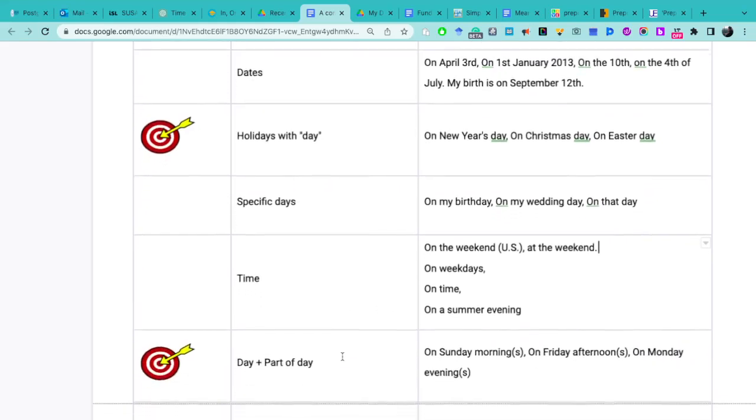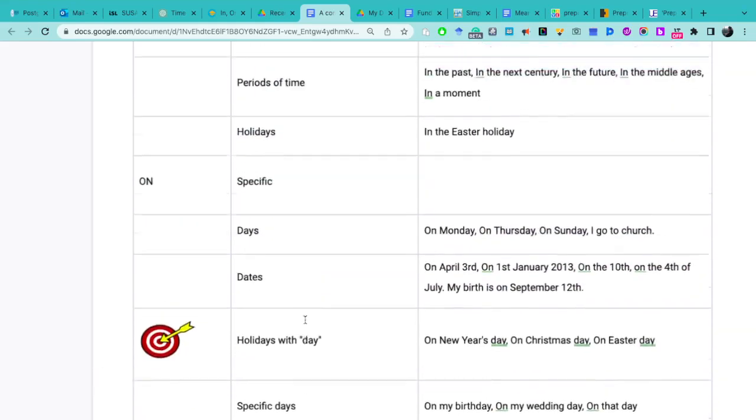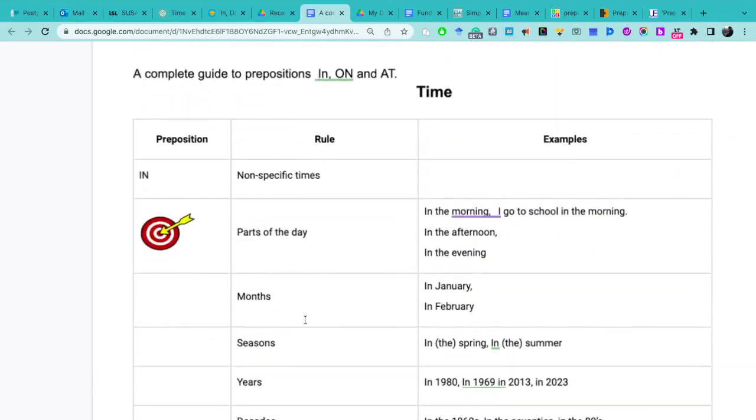Here there's another rule that might be confusing: day plus part of the day. But you hear "what part of the day?" I think it should use in, because if we go up to the preposition in, parts of the day is there. So that might be confusing for beginners.